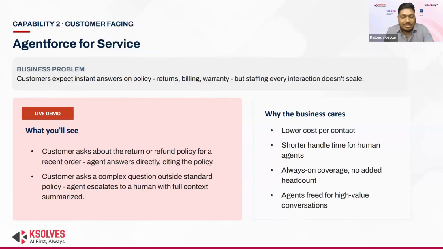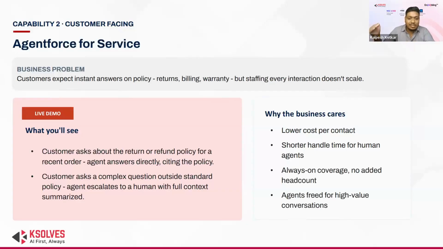Now, talking about the second capability, which is Agentforce for Service. Understand this: let's say you are selling a specific product, and after that there is no service for that product or service that you are giving. At that time your customer gets frustrated, and the customer satisfaction ratio also decreases. At that time your customer service agent comes into the picture.